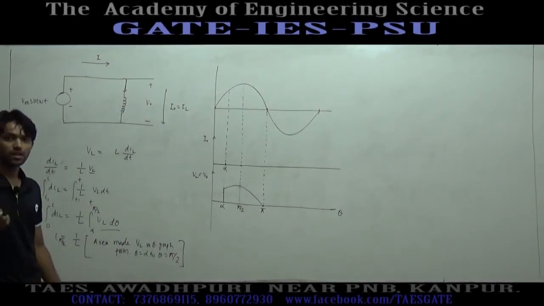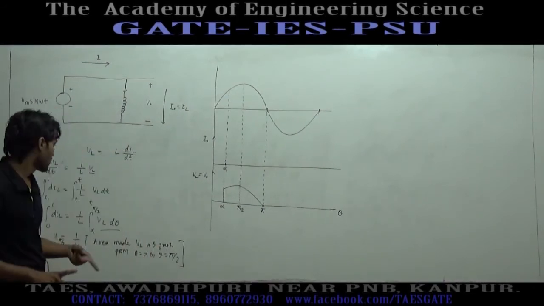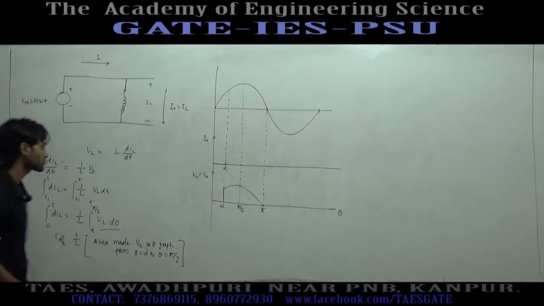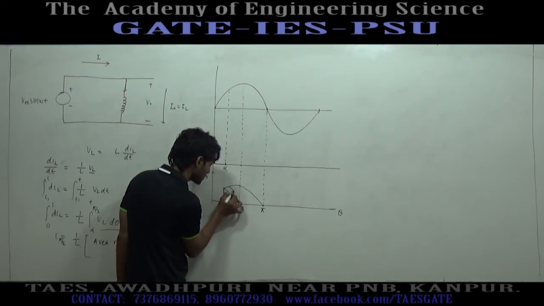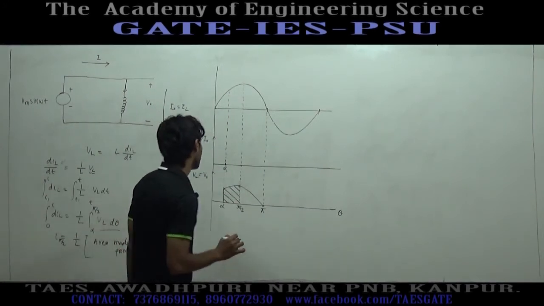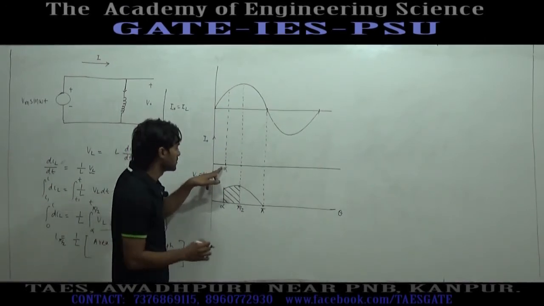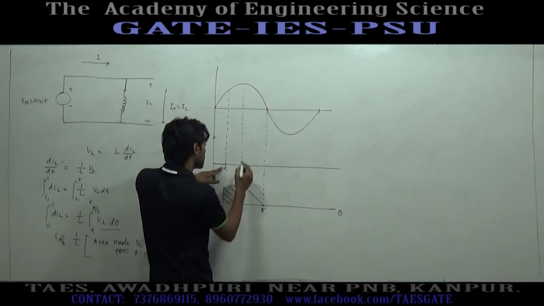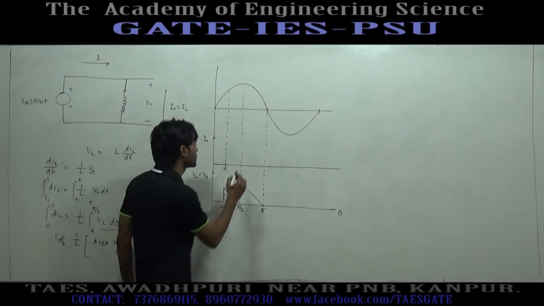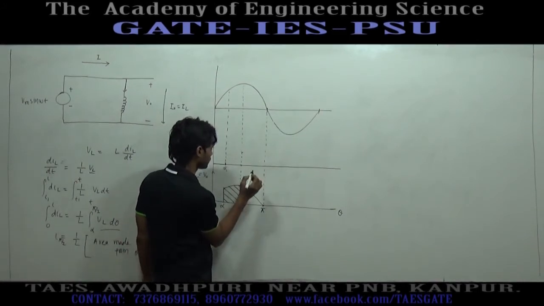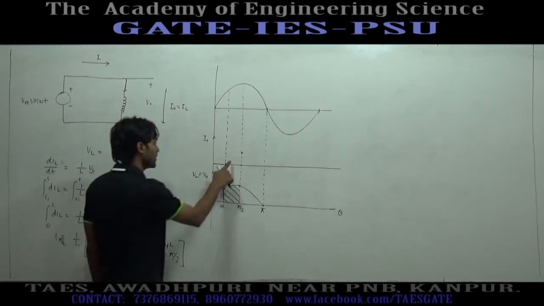So, if we want to find out the change in current, just integrate the VL versus time graph or VL versus theta graph and divide it by inductance. Now, from alpha to pi by 2, the area made by the VL versus theta graph is this much. This area divided by inductance will be the change in current. The initial current is 0, and this area divided by inductance gives this much height. So, at omega t equal to pi by 2, the value of current is this.